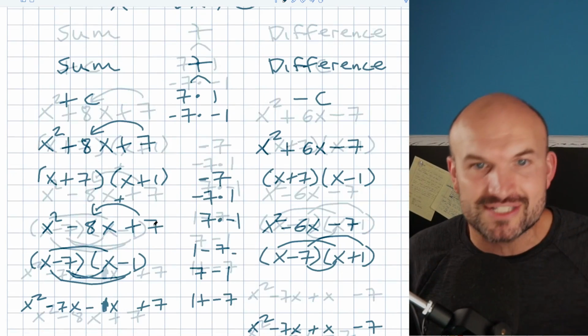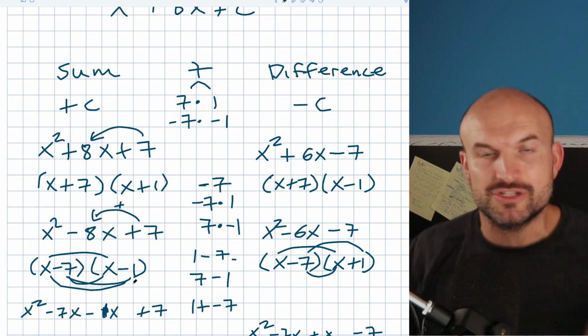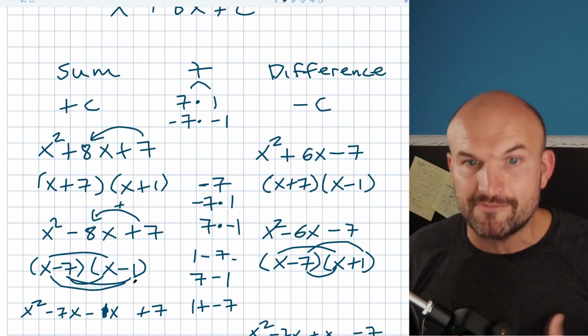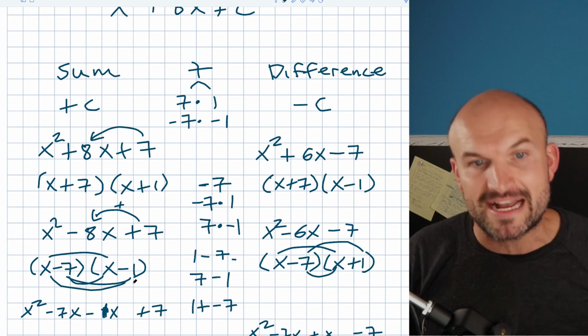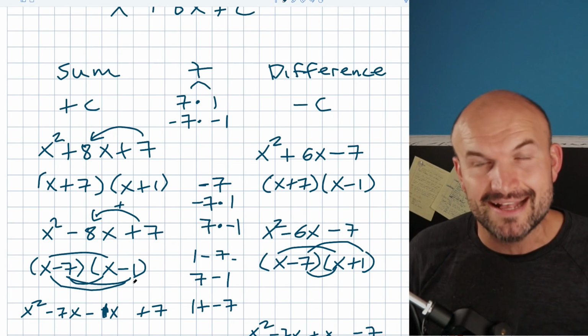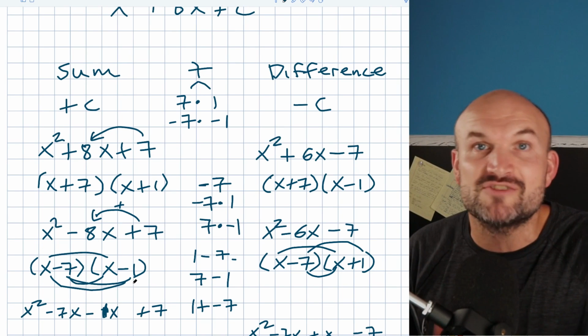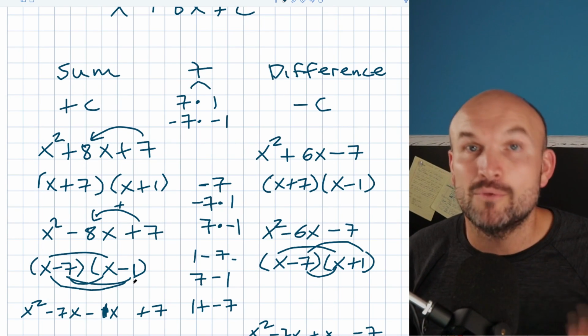But again, if you can understand the difference when you're trying to do this by the sum versus the difference, and then know what you're looking for in the factors of your C, it's going to help you factor much faster, easier, and more correctly.